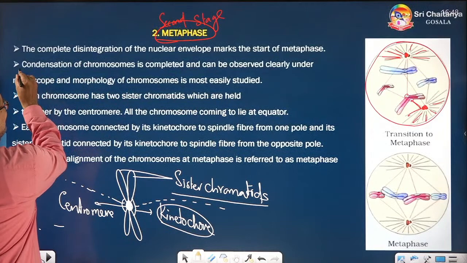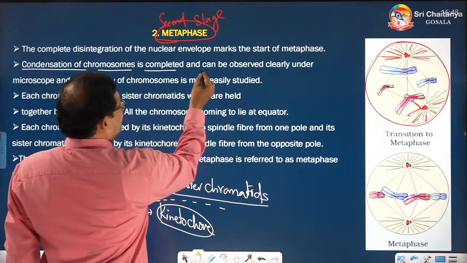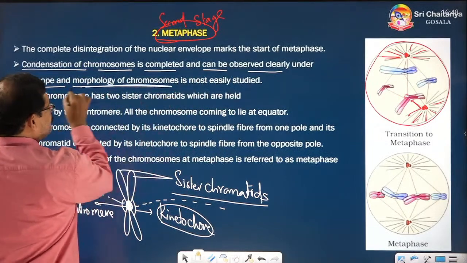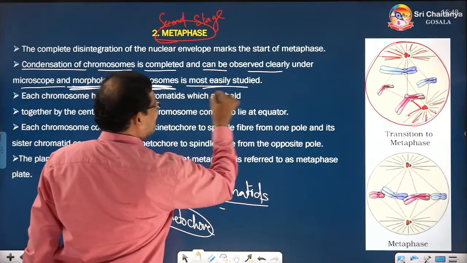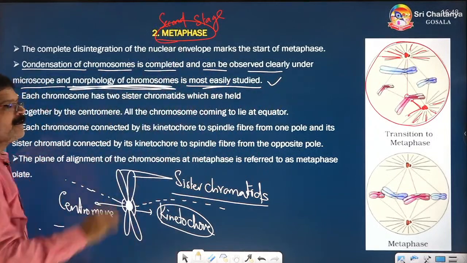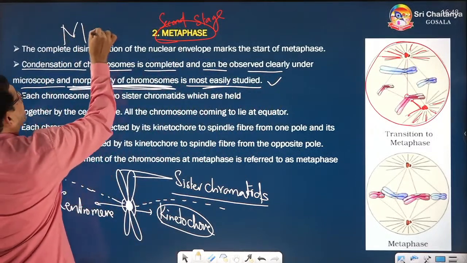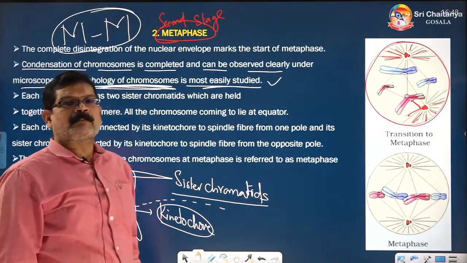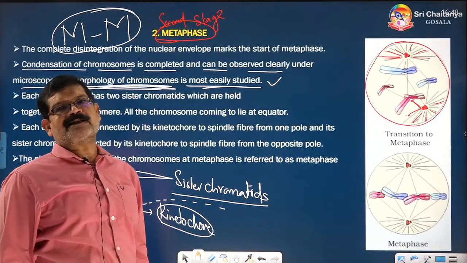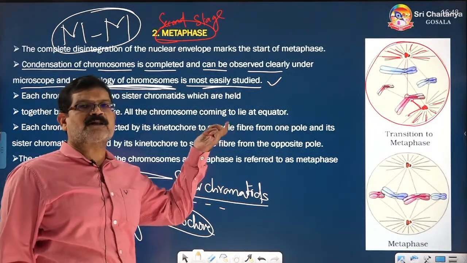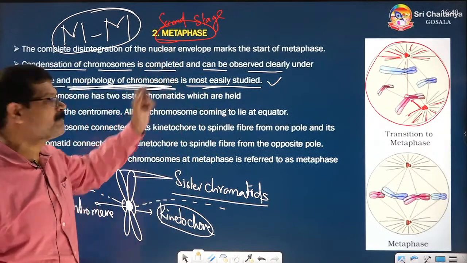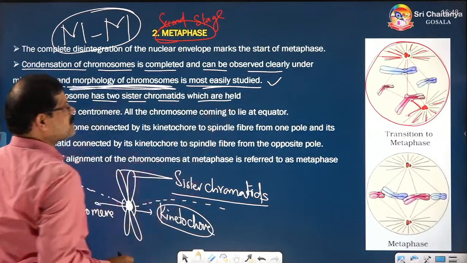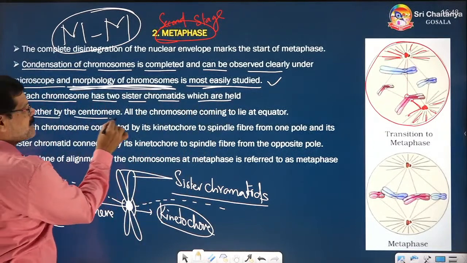See here, condensation of chromosomes is completed and can be observed very clearly under the microscope, and the morphology of the chromosomes is best studied in this stage, which is called M. Remember, M for M. It's a mnemonic. During cell division, the morphology of the chromosomes can be best studied in which stage? M phase. What is this M? Metaphase.